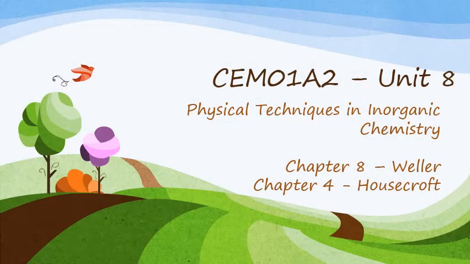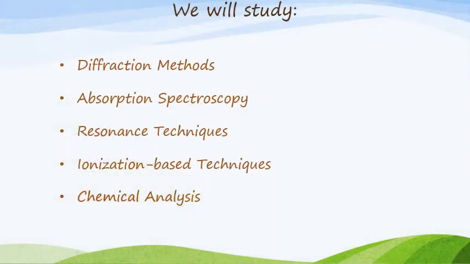This is the final unit of this module where we're going to look at some physical techniques in inorganic chemistry. So they are mostly analytical tools that are used to analyze inorganic samples. The types of methods that we will use and have a look at are diffraction methods, absorption spectroscopy, resonance techniques, ionization-based techniques, and chemical analysis.